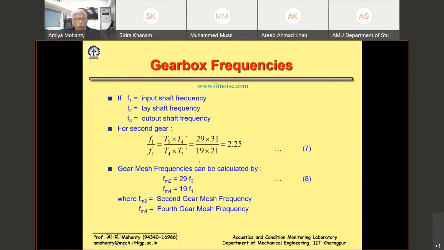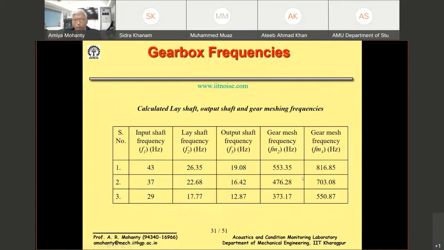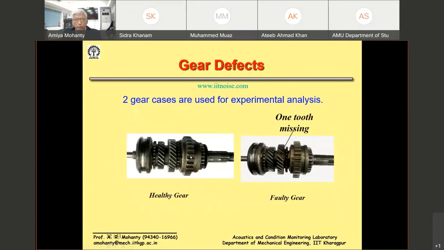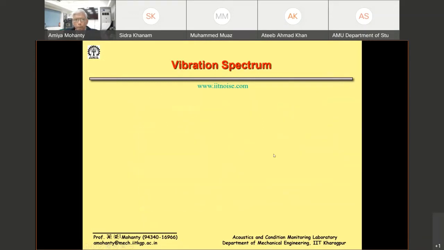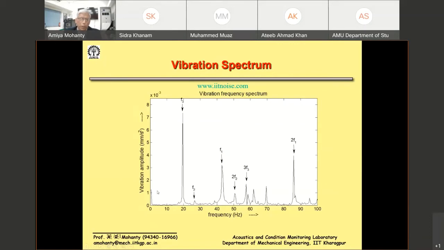Okay, we could run the gearboxes at different gear mesh frequencies. And these are the gear mesh frequencies. These are the different input shaft speeds. We tried 3 different shaft speeds. I had a healthy gear and a faulty gear. We could remove one tooth from the gear. Now, look at the vibration spectrum.